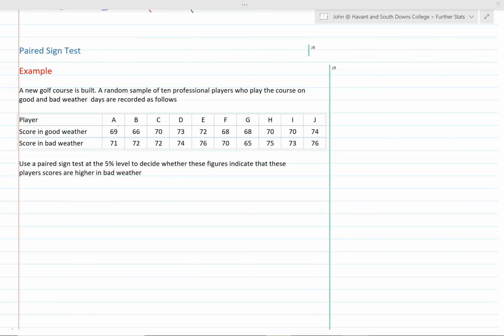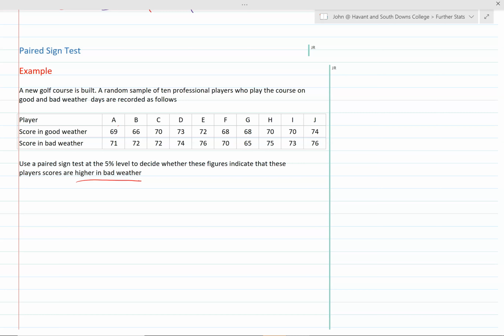As I said, we're looking at whether there's evidence for an increase, higher scores in bad weather. For those of you who don't know golf, obviously having a higher score is a bad thing because it's taken more shots to finish the round. So, are you actually playing worse in bad weather, and does the data here support that? And we're going to base it around the median.